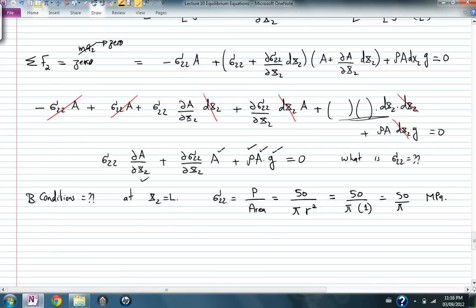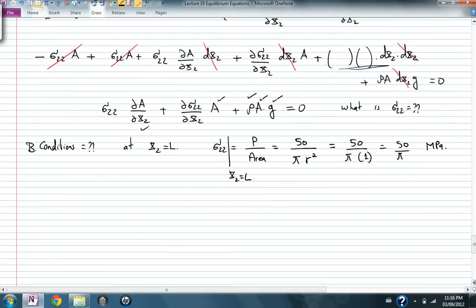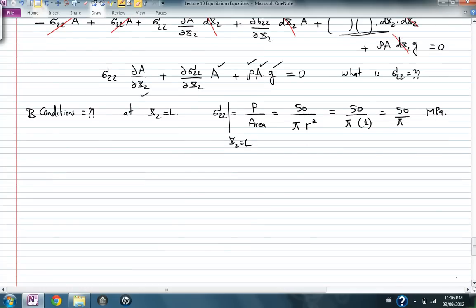So given this boundary condition, sigma 2 2 at x2 equal L, and given this differential equation, what is sigma 2 2? Now, this is a really complicated equation. I don't want you to know how to solve it by hand. You can just simply use Mathematica, and I'm going to show you in a different tutorial how to solve this equation, or you can check the Mathematica code in your textbook.